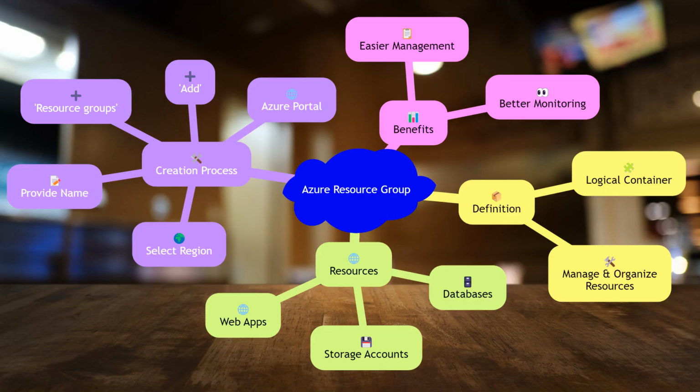A resource group is a logical container for Azure resources. It allows you to manage and organize resources such as web apps, databases, and storage accounts. To create a resource group, navigate to the Azure portal, select Resource Groups, and click Add. Provide a name and select a region for your resource group. Once created, you can add resources to the group, making it easier to manage and monitor your Azure assets.